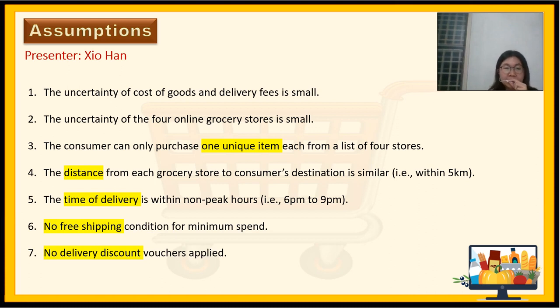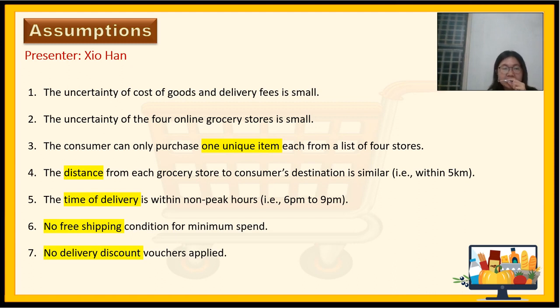The consumer can only purchase 1 unique item each from a list of 4 stores, meaning if I want to buy 3 Xs, I can only buy the X in one of the 4 shops.